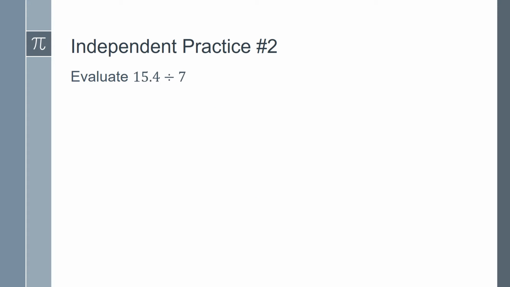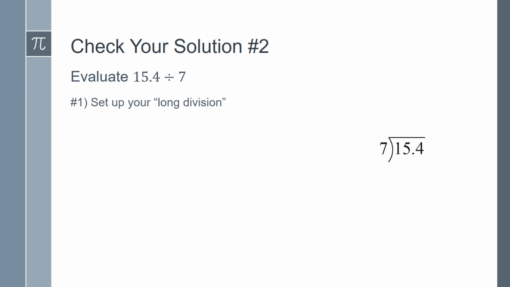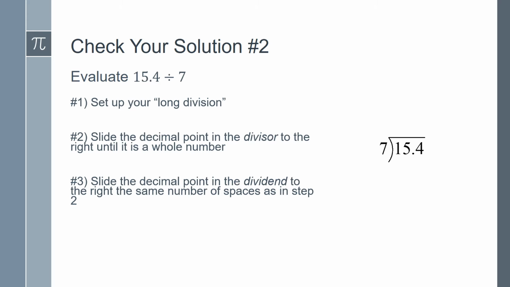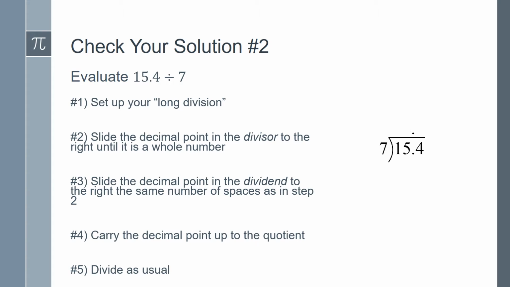Independent practice number 2. Evaluate 15.4 divided by 7. Now is a good time to pause this video and work on this problem if you have not done so already. Once again, we'll start by setting up the long division. Then we need to slide the decimal point in the divisor to the right until it's a whole number. But our divisor is already a whole number, so we can skip step number 2 and step number 3 and move right on to step 4. Carry the decimal point up to the quotient. And now we're ready for step 5, which is divide as usual.